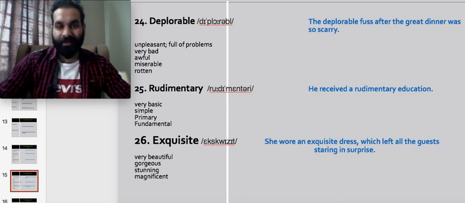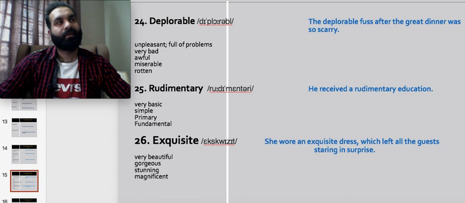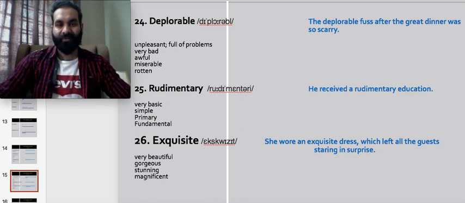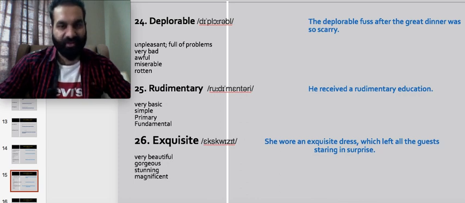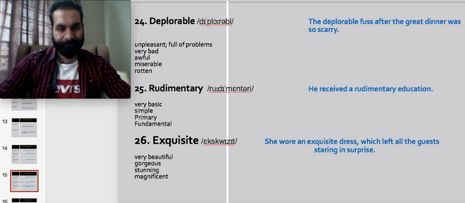The next word is rudimentary. Very basic. Simple. Primary. Fundamental. He received a rudimentary education from his village.